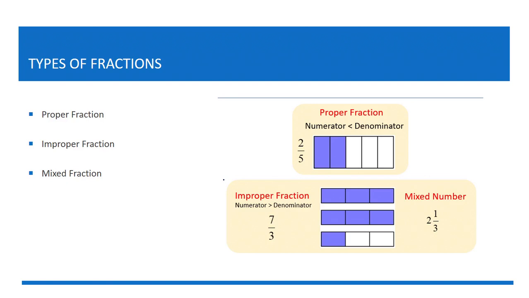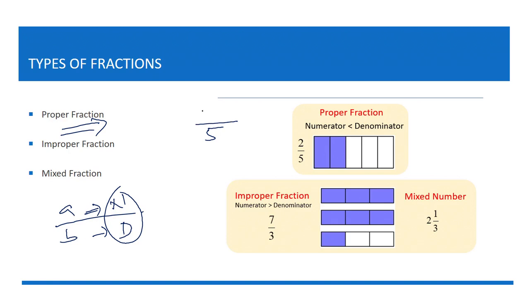There are 3 types of fractions. Now you know what a fraction is, as well as what a numerator and denominator are. That is a by b. A represents the numerator and b represents the denominator. Correct? Now, what exactly is a proper fraction? See here, how many parts? 1, 2, 3, 4, 5. 5 equal parts are there. Out of that 2 you have, that is 2 by 5.